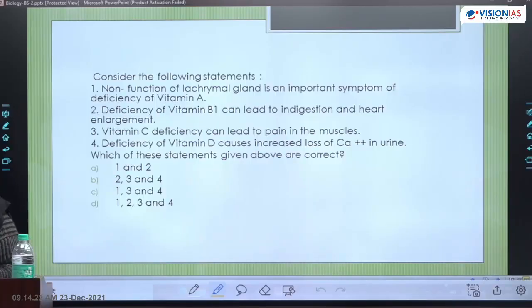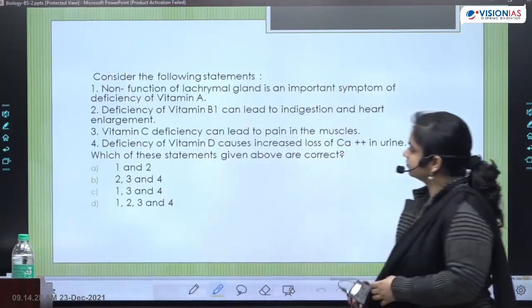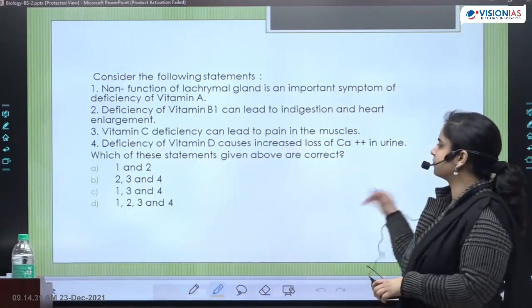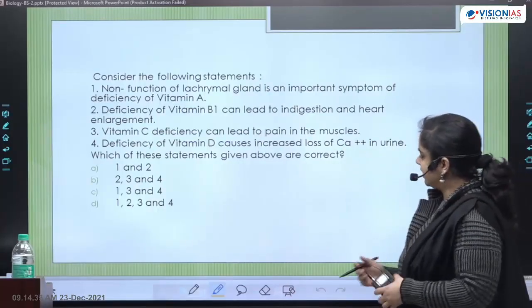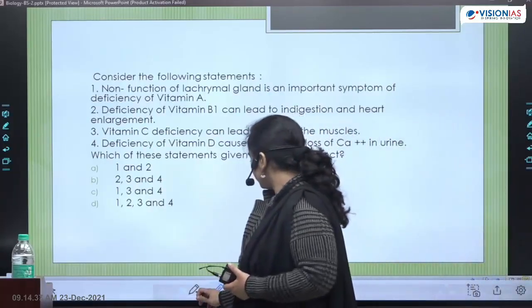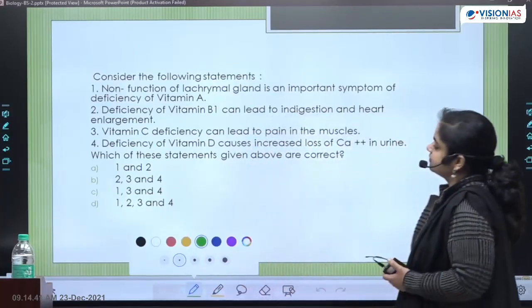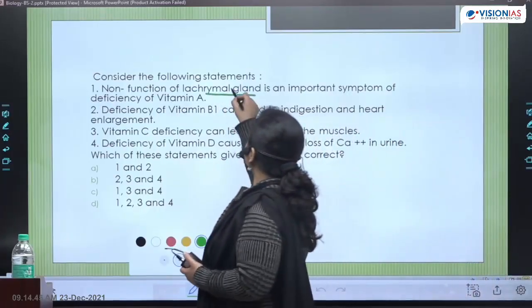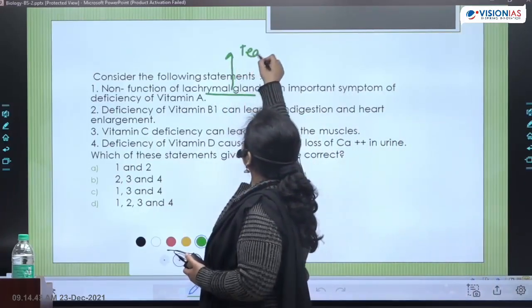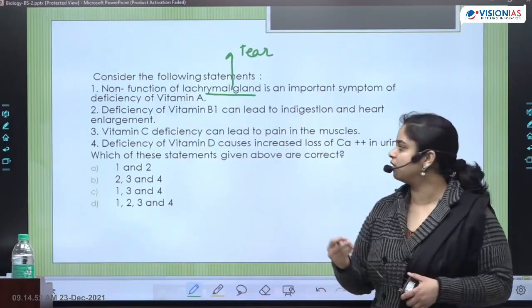Okay, Astha also says the answer should be D. Let's read the statements. Non-function of lacrimal glands is an important symptom of deficiency of vitamin A. So lacrimal glands are your tear glands. The glands which produce tears are called lacrimal glands.